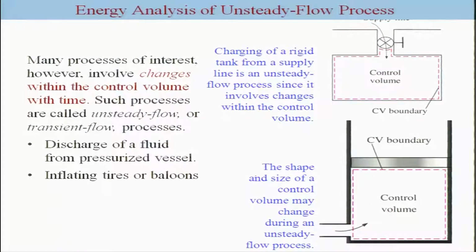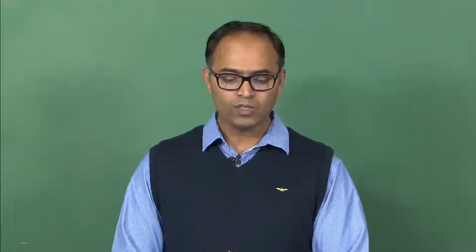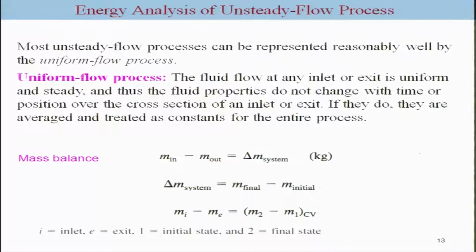Now, I will just talk about the case where we have unsteady flow processes, which are also very common. These are processes where there are changes within the control volume with time. Such processes are called transient flow processes, or as I said, unsteady flow. Okay. The examples are discharge of fluid from a pressurized vessel, inflating tires or a balloon. Okay. So, for example, in this case during the filling of the control volume, this piston can also move. Okay. So, let me just quickly explain how to work with this kind of system.